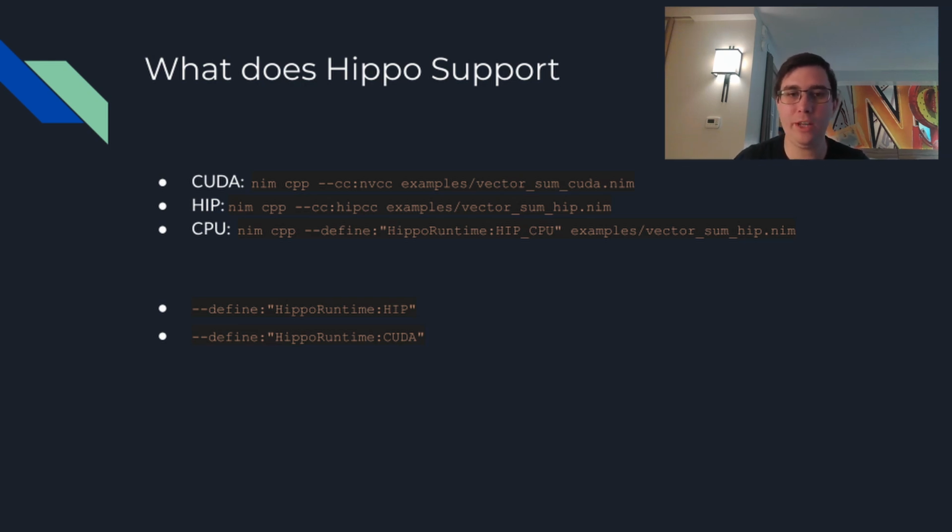Hippo requires that you have the CUDA toolkit to compile for NVIDIA, or the HIP compiler to compile for AMD. However, if you only want to target the CPU, you can use the define flag to compile as normal with Nim using your favorite C++ compiler. The library attempts to auto-detect the device based on your system, or you can also manually specify the runtime.